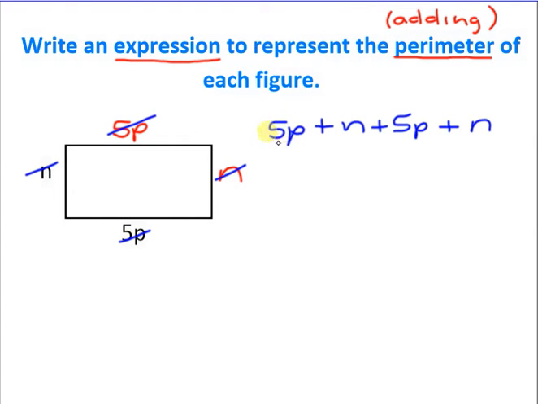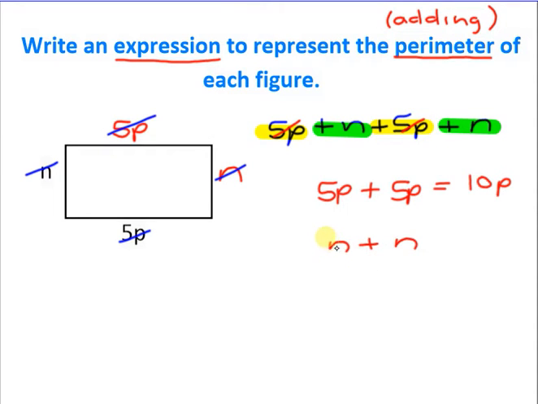So I have my highlighter. I have 5p and a plus 5p, and I have an n and a plus n. Let's combine like terms. 5p plus 5p is going to be 10p. Done and done. Then I have n plus n. Remember, there's an invisible 1 in front of each of these, so that's going to be 2n.